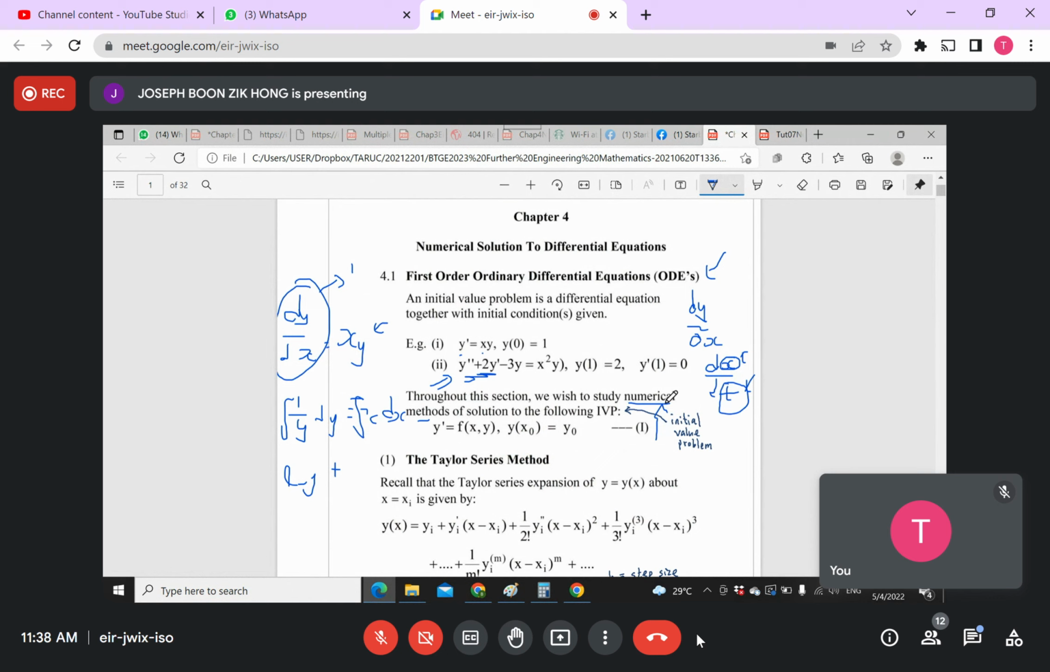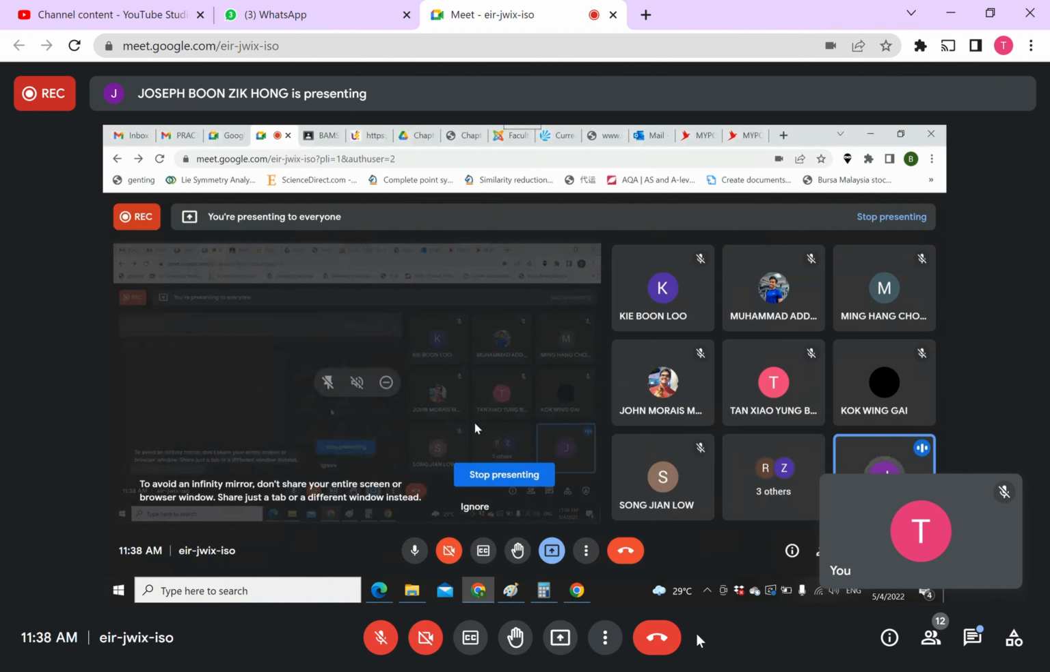Okay, so what we want to solve here is the first order equation given the initial condition. Normally the condition given is the first point: what is the first point of x, and what is the first point of y? So this is called an initial value problem. Again, if you have any question, please stop me.